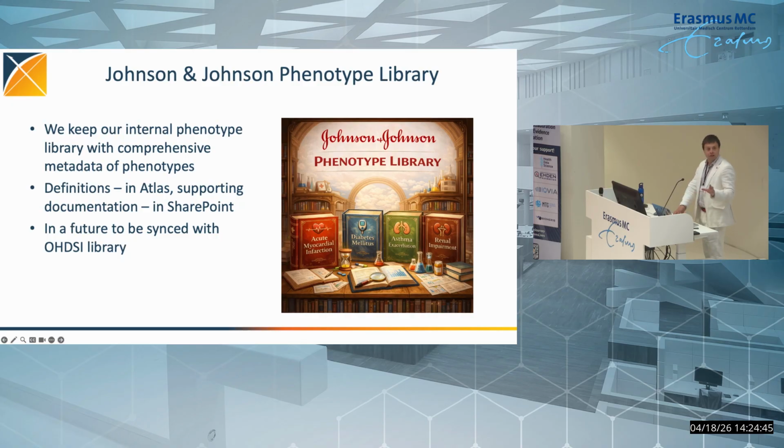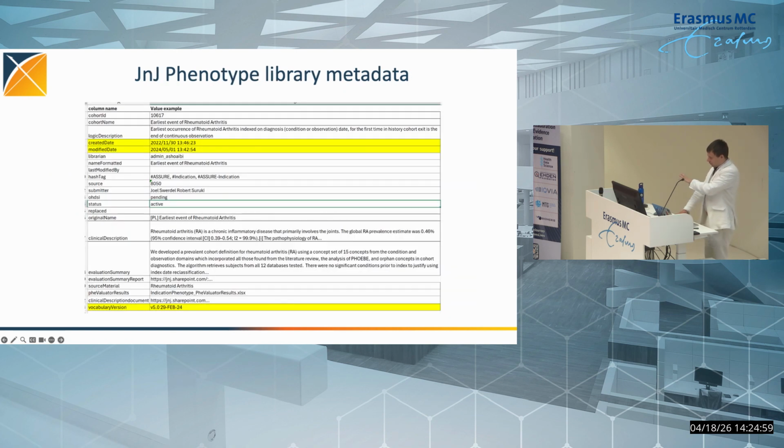Okay, a few words about the J&J phenotype library. This is an internal thing, and we also have definitions in our Atlas and supporting documentation separately. This is an example of our metadata. What's important is created date, modified date, and vocabulary version. We will talk about that later, because vocabulary changes and how your cohort definition behaves can be different because of vocabulary. And we also have an author, so I know who to ask if I have questions about this cohort, and a clinical description and evaluation summary.